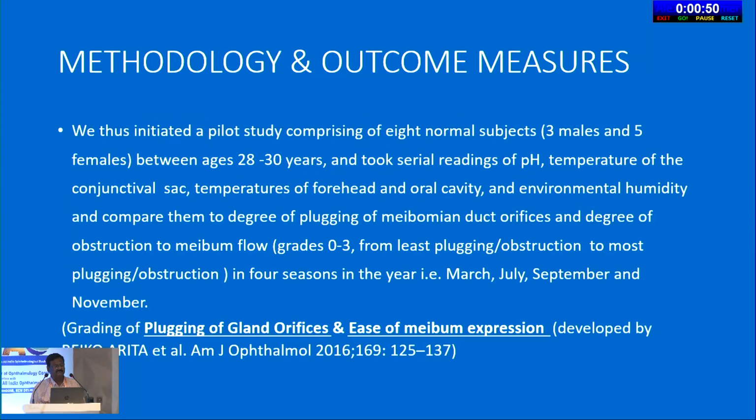We thus initiated a pilot study comprising 8 normal subjects, 3 males and 5 females between 28 to 30 years, and took serial readings of pH, temperature of conjunctival sac and environmental humidity, and compared them to the degree of plugging of meibomian duct orifice and degree of obstruction of meibomian flow.